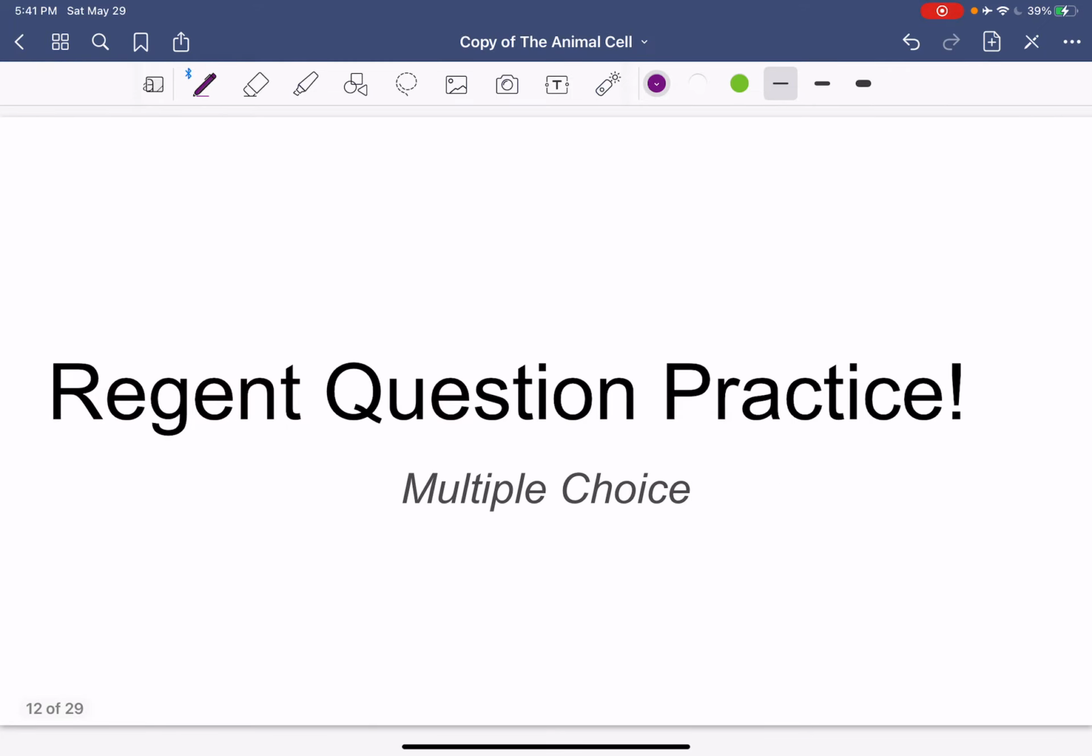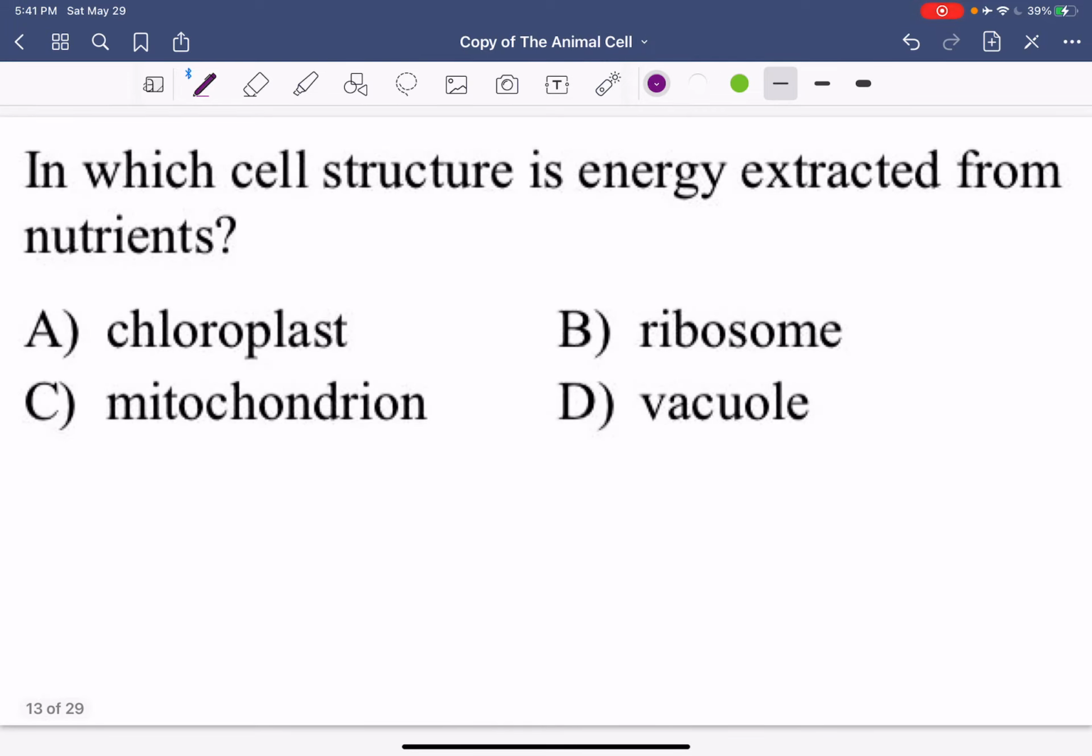So we are now ready to start the questions, and we're going to start with multiple choice. Let's go. We have quite a few of them. Right now will be a good time to take a quick break, maybe get some water, splash your face. We're about to go through a lot of information because we're going to go through these questions. These questions were directly taken from past Regents exams.